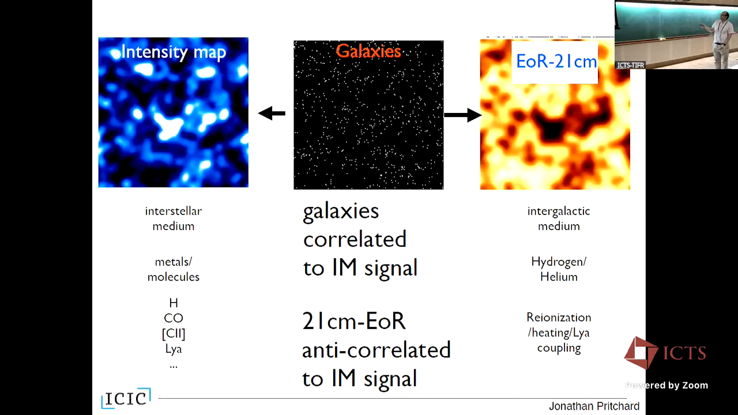But with the EOR, the galaxies ionize the hydrogen, and so you get holes. And so those holes are anti-correlated with the bright spots of the intensity maps. And one of the kind of holy grails for EOR 21 centimeter is to have an intensity map like this that you can cross-correlate with your 21 centimeter signal and see these holes and bright patches line up and give you a very robust detection of the 21 centimeter signal. So for that, you need intensity maps at redshifts of 7, 8 or so.